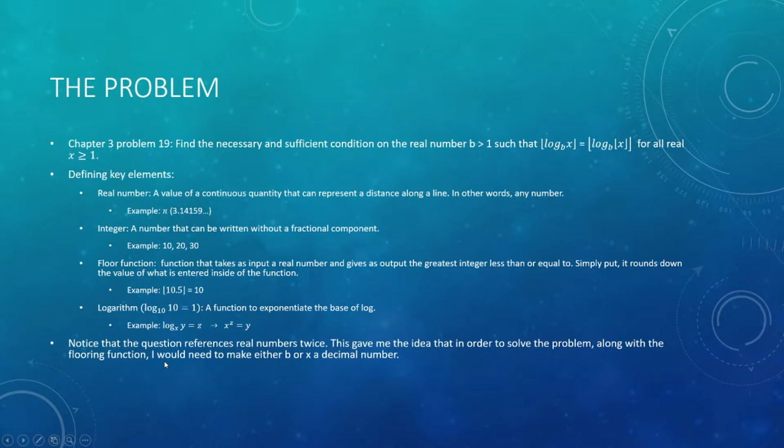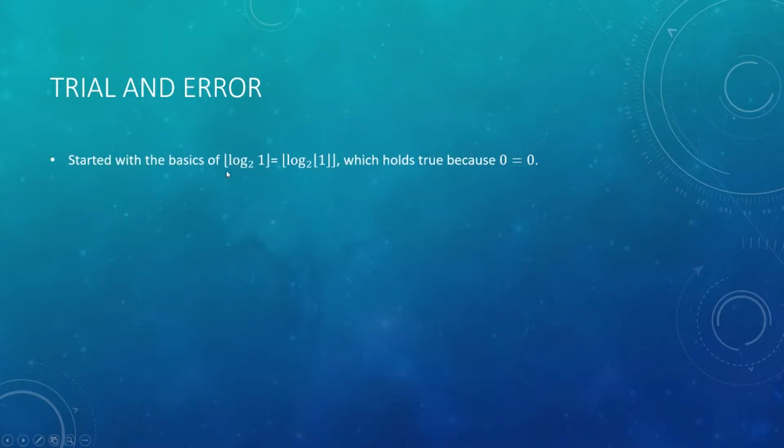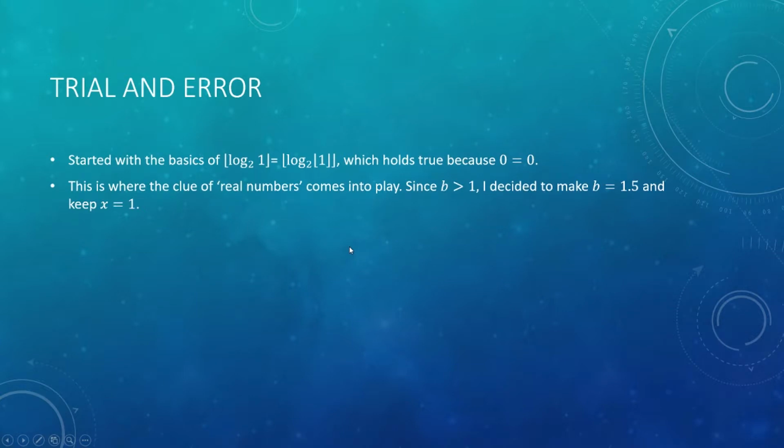First thing I noticed when I read this question was that it referenced real numbers twice, and to me that implies that in order to find this sufficient condition, I'm going to need to dip into the decimal pool. So I took a more trial and error approach to solving this problem. We'll start with the basics of log base 2 of 1 equals log base 2 of floor of 1, which holds true because 0 equals 0.